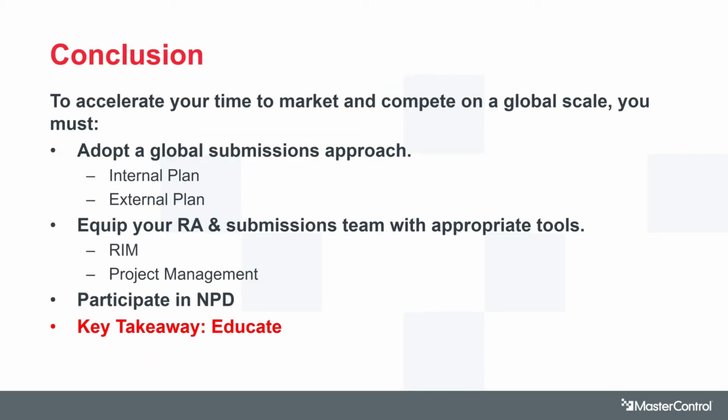So really, in conclusion here, to look at regulatory success on a global scale, you need to adopt a global submissions approach. You need your internal plans and your external plans. This is project management. This is document control, change control, who is alerted when, how do we manage expiration dates, renewal dates, things of that nature. And then equip your regulatory and submissions team with the appropriate tools.